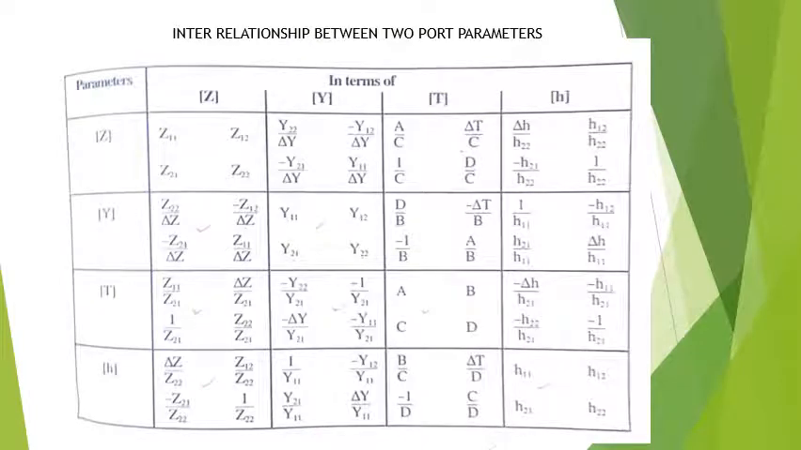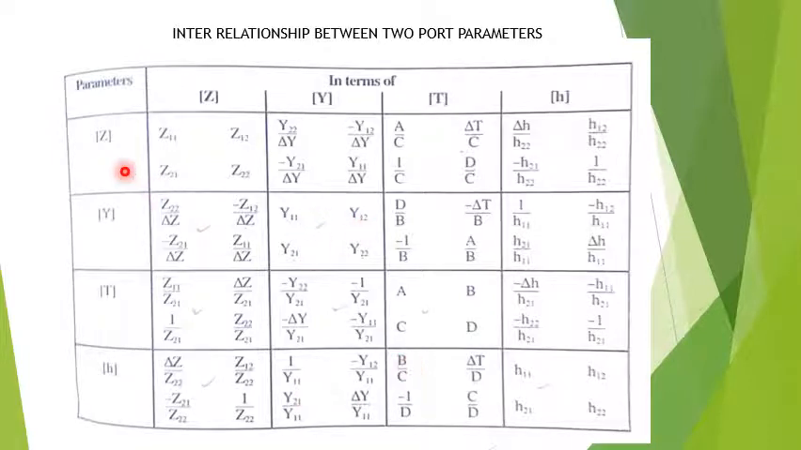Now this is the interrelationship between the two port parameters. You'll find that you can find the Z parameters if you know the Y parameters, the transmission parameters, or the hybrid parameters. You can also find the Y parameters if you know the Z parameters, the transmission parameters, or the hybrid parameters. You can find the transmission parameters if you know the Y parameters, hybrid parameters, and the Z parameters. You can find the hybrid parameters if you know the Z parameters, Y parameters, and the transmission parameters.